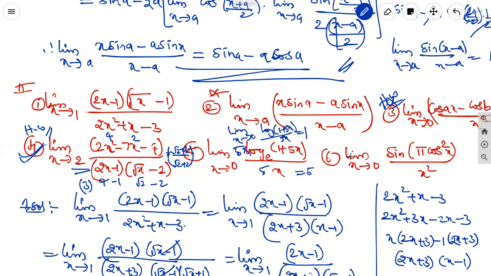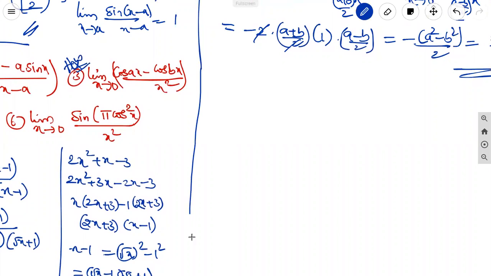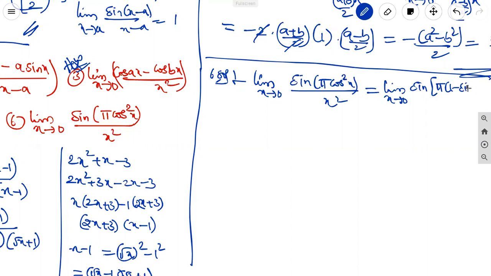The sixth one I can explain now. Sixth solution is limit x tends to 0, sine of pi cos square x by x square. Here cos square x can be written using the identity sine square. Why? Because for sine, only the denominator has x. Sine of pi into (1 minus sine square x) by x square.